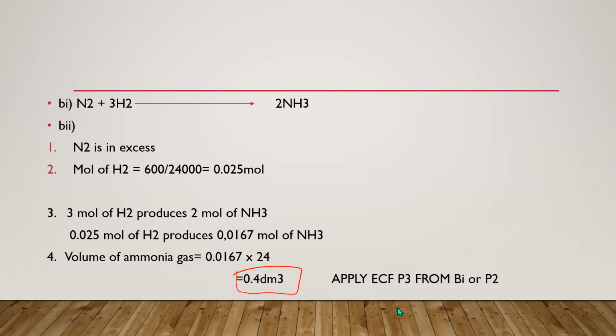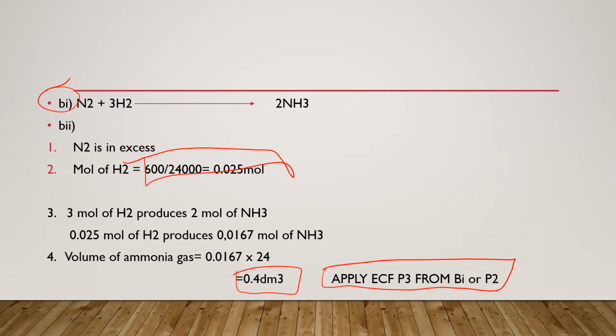Okay, now I want you to look at this. Apply ECF P3 from B1 or P2. What does that mean? I purposely put it there so you all can find out what happens if you make a mistake in exam. Okay, so if let's say your equation was wrong, let's say you calculated here wrongly, I can apply something called error carry forward.